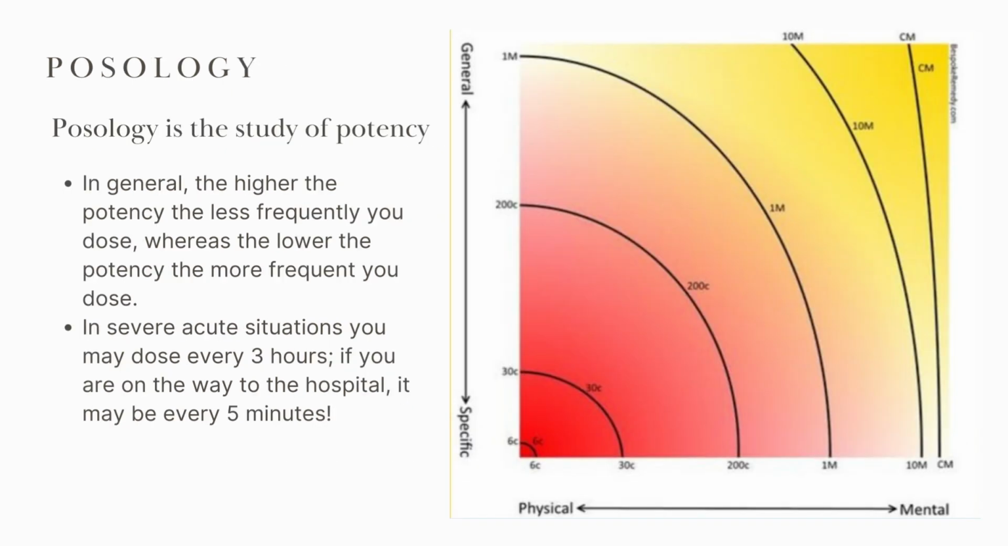But basically, posology, which is the study of potency, is a very complicated matter. And so in general, the higher the potency, the less frequently you dose. The lower the potency, the more frequently you can dose. So a 6C, a 30C, those are considered low. Even the 200, you're getting a little higher. The 1M, 5M, 10M, 50M, those are going to be less frequent. 1 dose is good. CM, MM, and 10MM are mega potencies, and you dose very little of those.